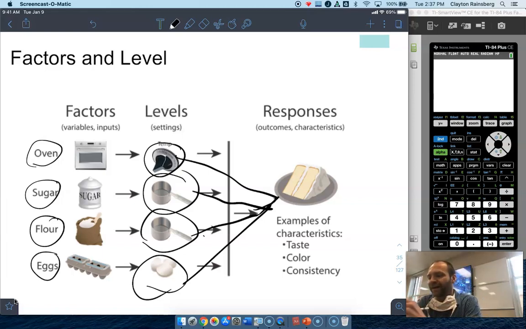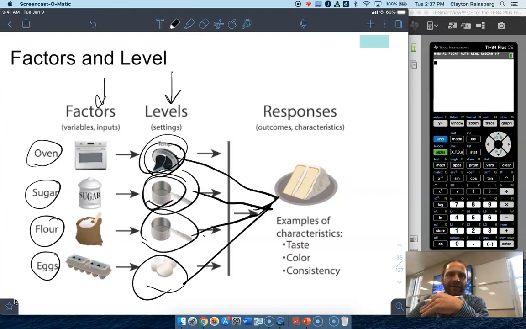So hopefully this idea of what a factor is versus what a level is is clear. Factors should be easy. It's your explanatory variable. But what are the levels? Well, think in context. If I have an oven, there are different temperatures. For sugar, I can use a different amount of measuring cups. Same thing for flour. For eggs, I can use a different number of eggs. And that's where the levels come in. Now that we have that language down, let's look at how we design experiments. And we do want to keep some things in mind.